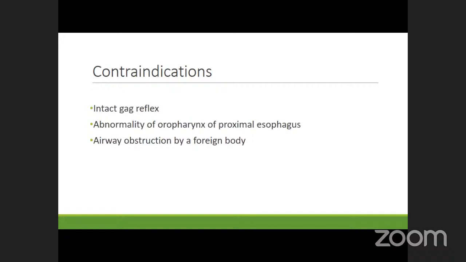So there tend to be relative contraindications. Patients with an intact gag reflex tend to not do well when you insert something designed to sit at the level of your esophagus and cover the larynx. If there's concern for abnormalities of the oropharynx or proximal esophagus, such as esophageal varices in a cirrhotic patient, you would probably not want to use an LMA. Caustic ingestions may make it difficult to insert an LMA or cause issues later. And the other big obvious contraindication is airway obstruction by a foreign body. The concern is that an LMA can just push obstructions further or may not reach certain obstructions.